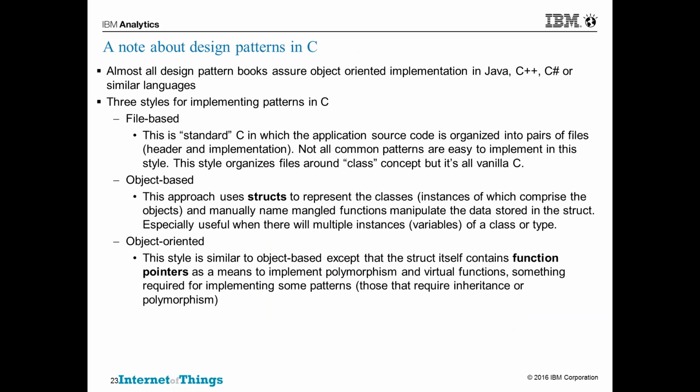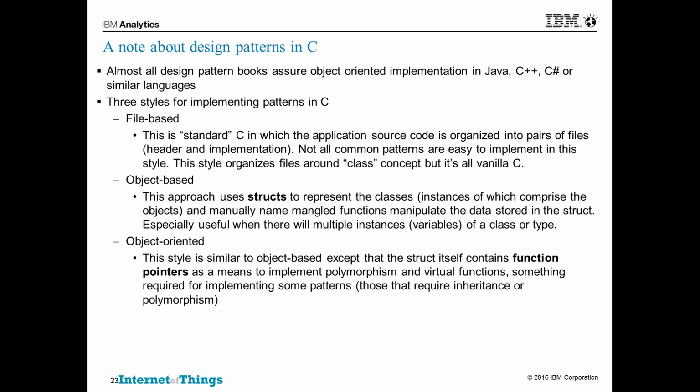Most of them assume object-oriented languages. So most of them assume Java, C++, C#, Ada in some cases. And they don't assume that you only have this kind of functional language like C. Having said that, there are three ways of implementing patterns in C. Some patterns fundamentally assume object orientation, so they're hard to implement unless you use one of these approaches. Some of them don't, right? So there are three styles. We'll talk about each one.